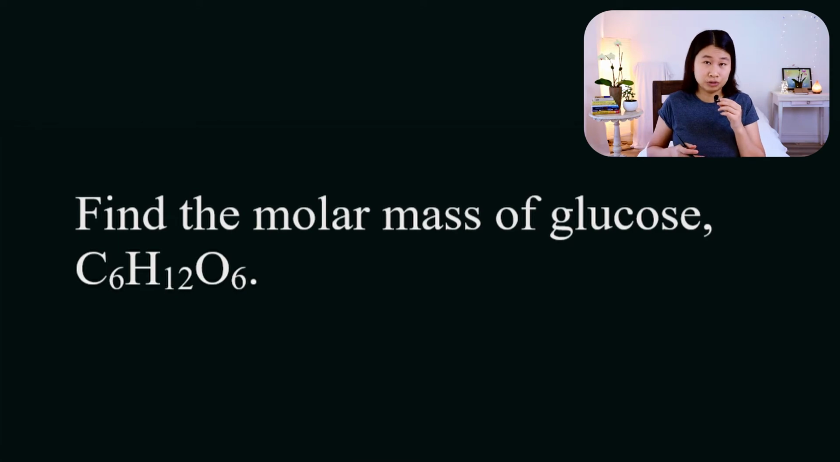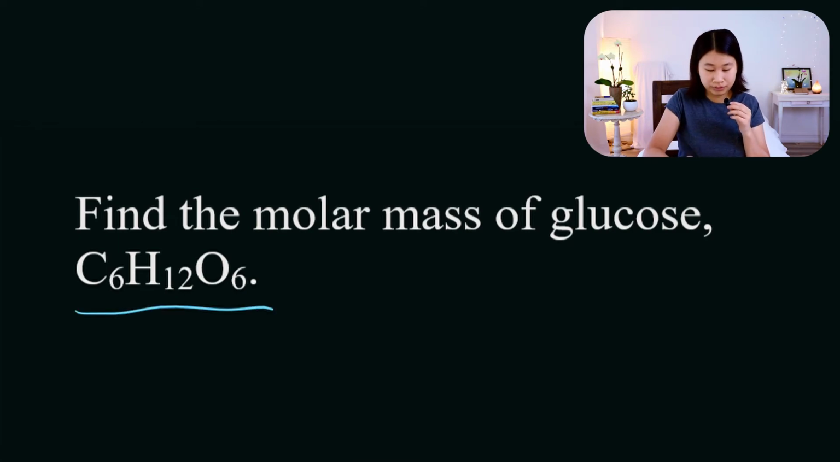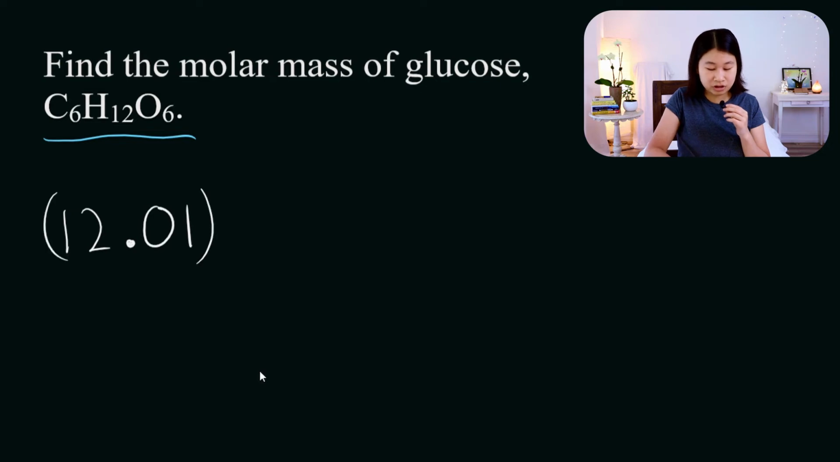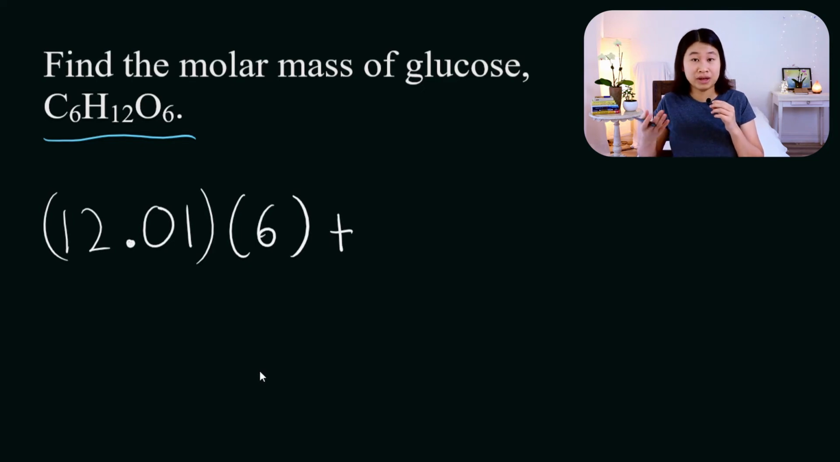Find the molar mass of glucose, and here we have the formula. Glucose has 6 carbons, 12 hydrogens, and 6 oxygens. And so that is what we are going to account for when we find the molar mass. Now let's deal with the 6 carbons first. Carbon has an atomic mass of 12.01, and there are 6 carbons, so we need to multiply this atomic mass by 6.